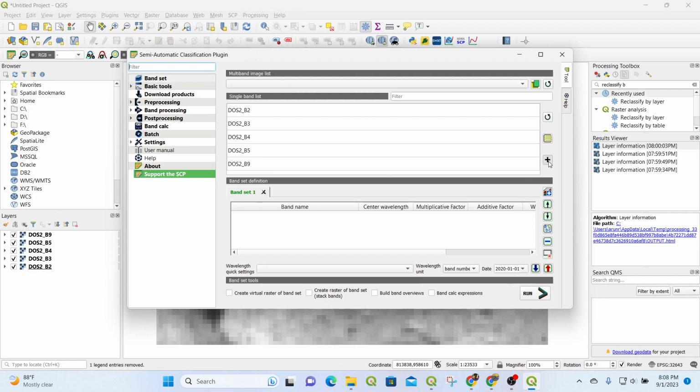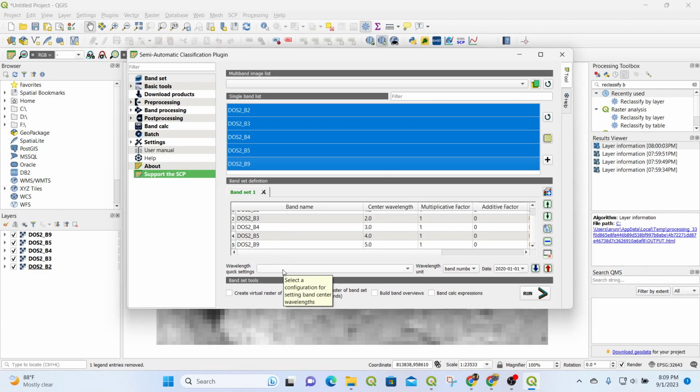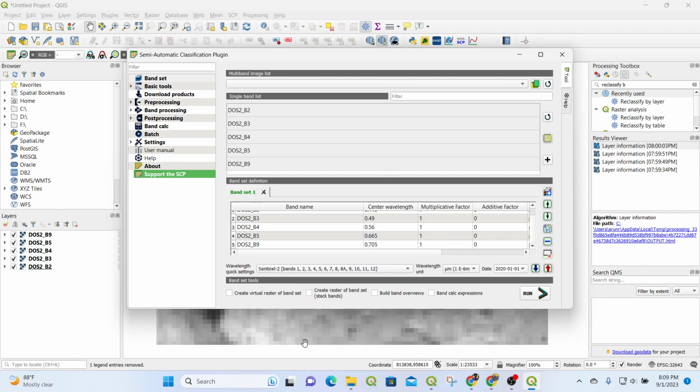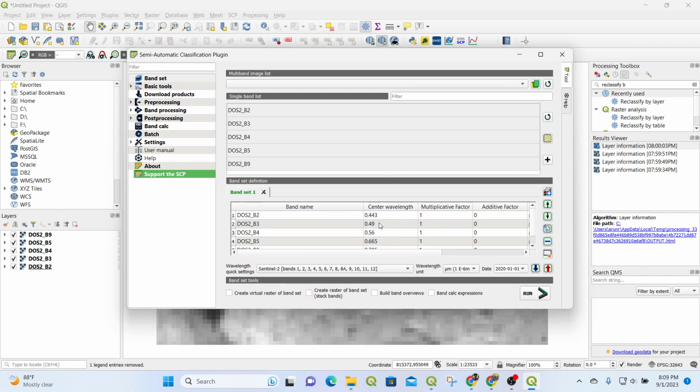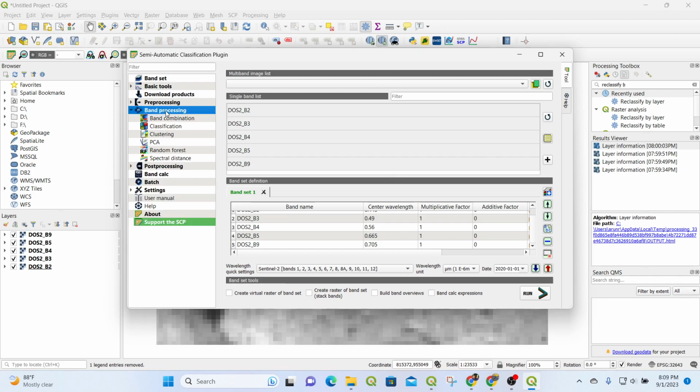Now if I click the plus button here, first I need to select everything. Click on the plus button and it will come here. Now here we need to set the wavelength. Here it is Sentinel-2 band, so I am setting Sentinel-2. The central wavelength for all the bands has come automatically. Once this has come, this is band set 1. Now go to band processing.